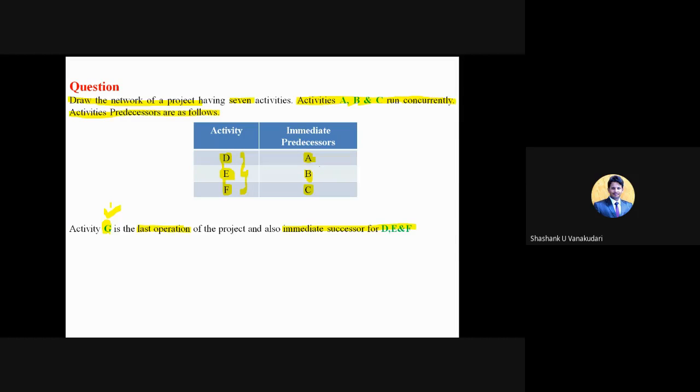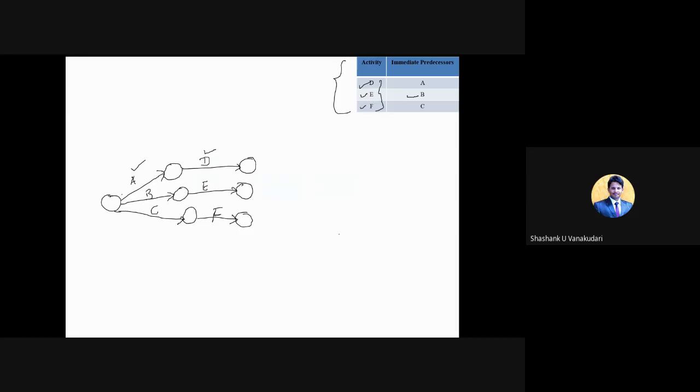Okay, so till now the second condition is satisfied. Regarding this table, that is also satisfied, and regarding the first condition, that the activities start concurrently, that's also satisfied. Moving on to the last one: activity G is the last operation of the project, and also the immediate successor for D, E, and F. So for D, E, F, activity G is the successor activity. Now I can draw a temporary network diagram in this way.